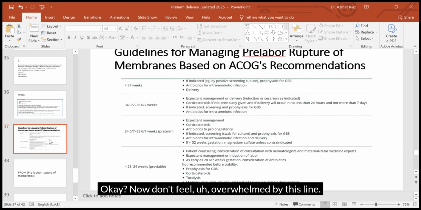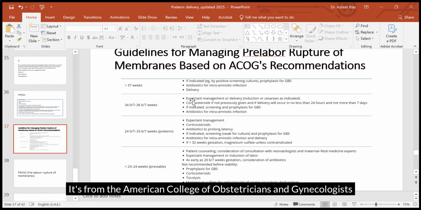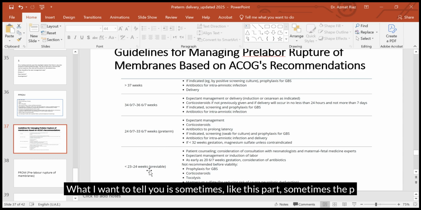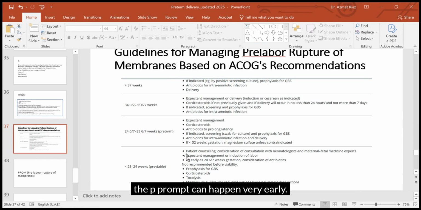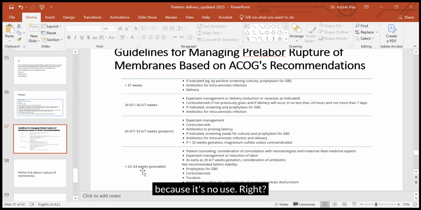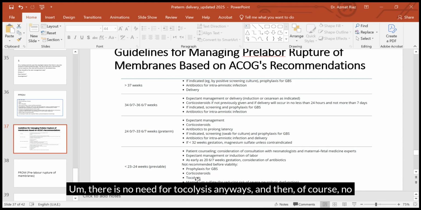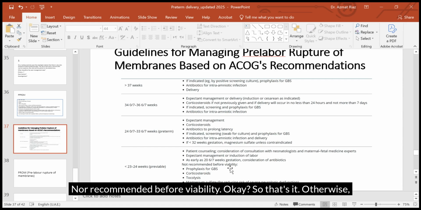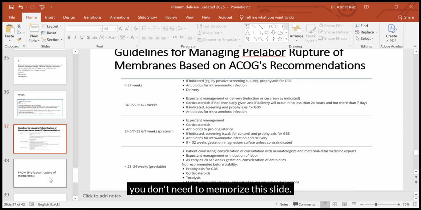Okay. Now, don't feel overwhelmed by this slide. It's from the American College of Obstetricians and Gynecologists, because sometimes there are differences between the American and the UK guidelines, right? So do not worry about all of this. What I want to tell you is sometimes, like this part, the PPROM can happen very early, right? In that case, we do not give corticosteroids, okay, because it's no use, right? There is no need for tocolysis anyway, and of course no need for magnesium sulfate, nor is it recommended before viability, okay. So that's it, otherwise you don't need to memorize the slide.